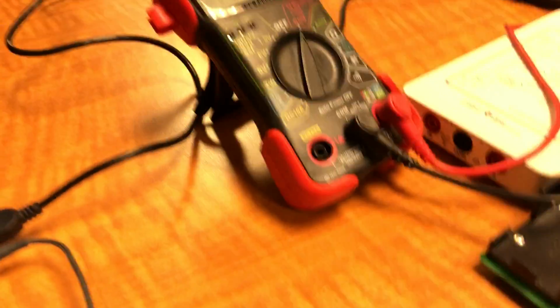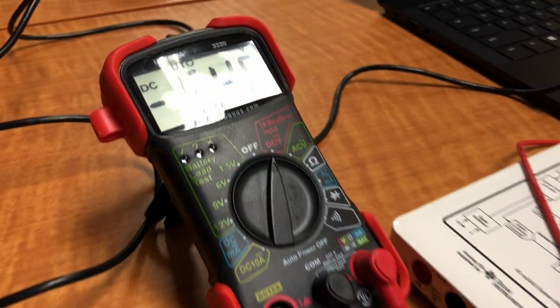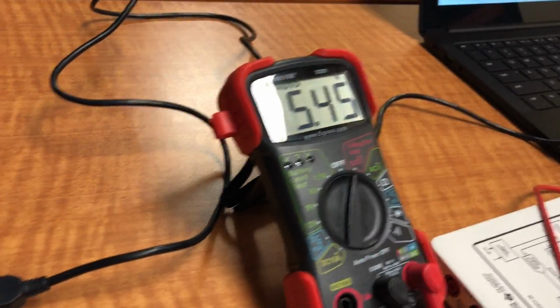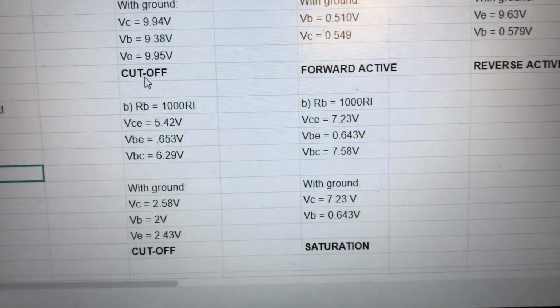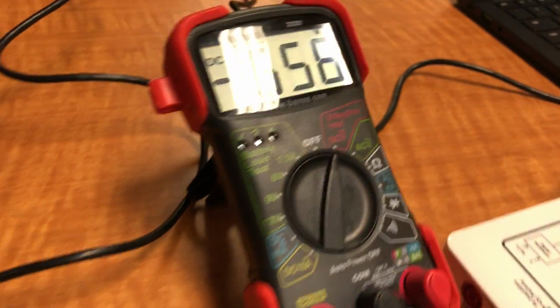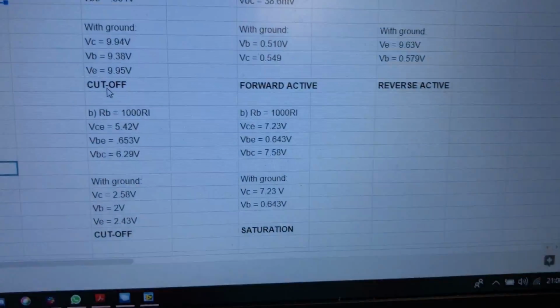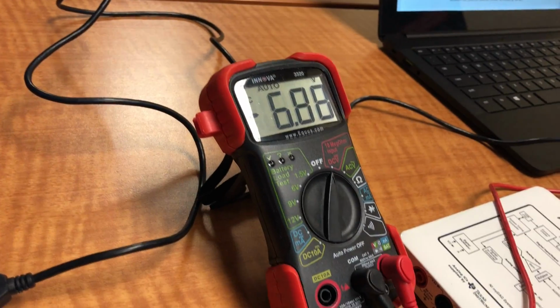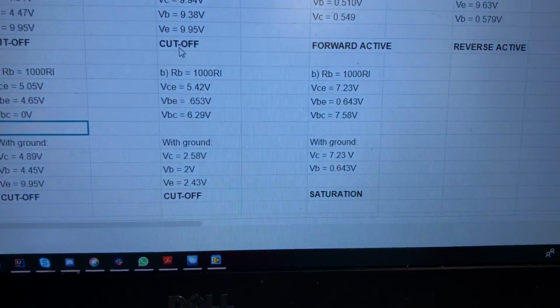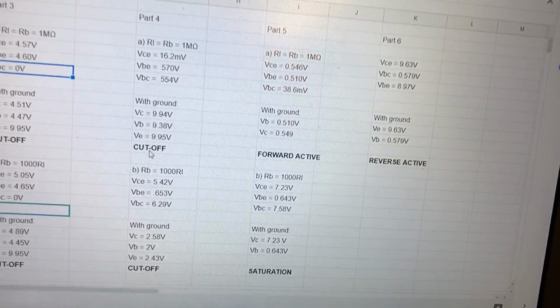Let's do Part B of Part 4. Collector and emitter is 5.46, and here we're getting 5.42. That's what we recorded. Okay, base and emitter, it's 0.656, 0.653. Base and collector, 6.86. And that puts it at cutoff.